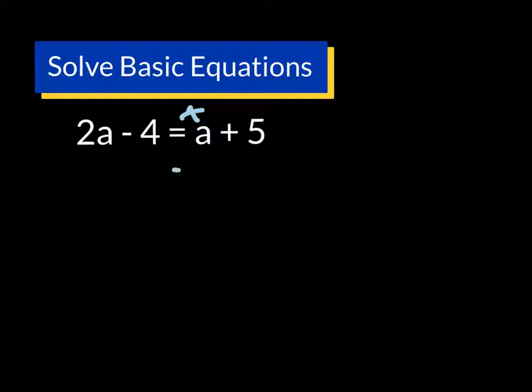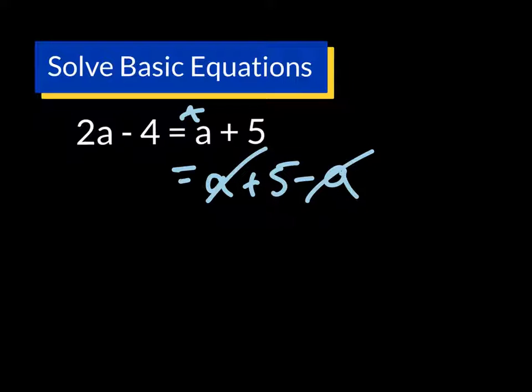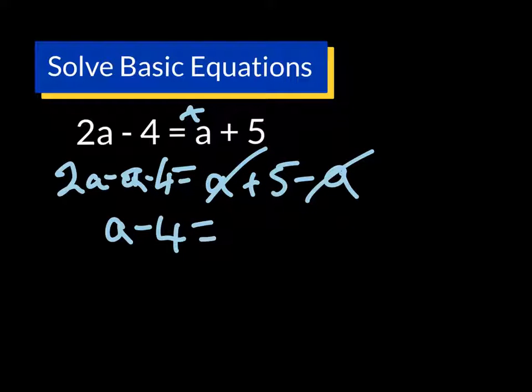So we've got a plus 5 minus a. And the plus a and the minus a are going to cancel out. But remember, anything we do on one side of the equation, we also have to do the exact same thing on the other side. So we're going to subtract a from there as well. So we have 2a minus 4. So 2 a's minus one more a is going to give us just 1a. So a minus 4 is equal to 5.